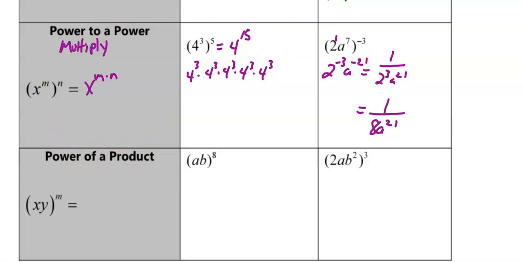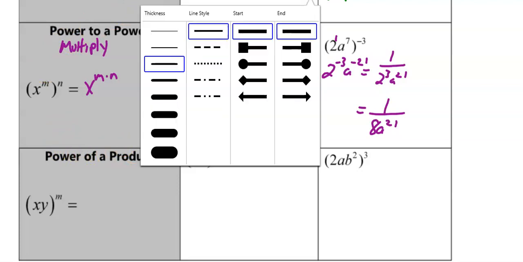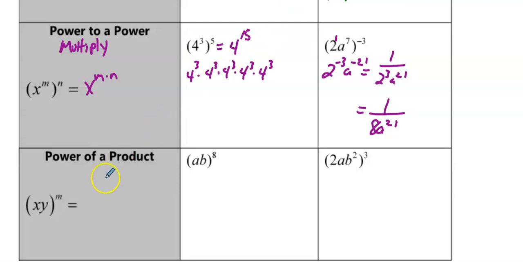Power of a product. So again, this exponent is going to apply to each factor. So this is just a to the 8th, b to the 8th. Okay. I can rewrite this as 2 cubed, a cubed, multiplying those, b to the 6th, so we get 8, a cubed, b to the 6th.